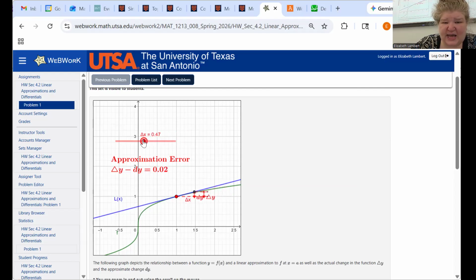If I keep that delta x smaller, my approximation error gets really tiny. So when we're not around critical values, the linear approximation is actually a pretty good estimate for the graph, as long as we're not moving too far from our tangent point.